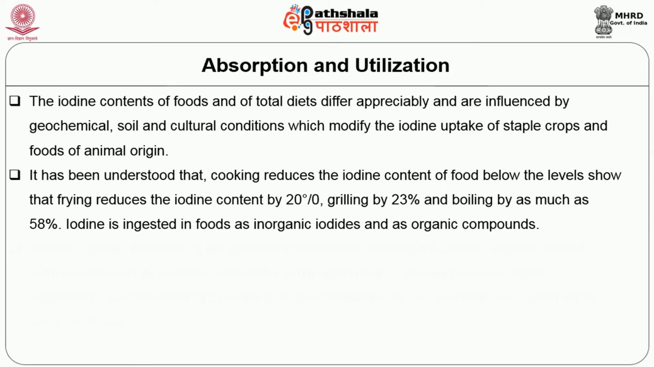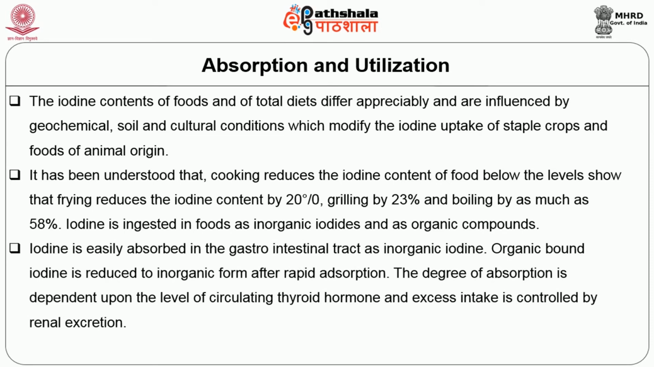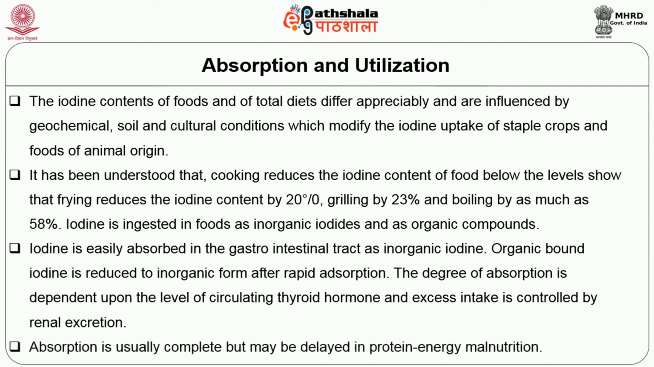Iodine is ingested in foods as inorganic iodides and as organic compounds. Iodine is easily absorbed in the gastrointestinal tract as inorganic iodine. Organic bound iodine is reduced to inorganic form after rapid absorption. The degree of absorption is dependent upon the level of circulating thyroid hormone, and excess intake is controlled by renal excretion. Absorption is usually complete but may be delayed in protein energy malnutrition.